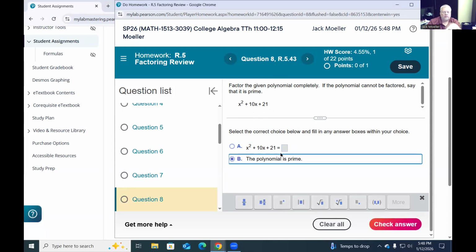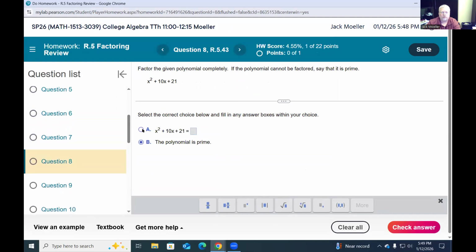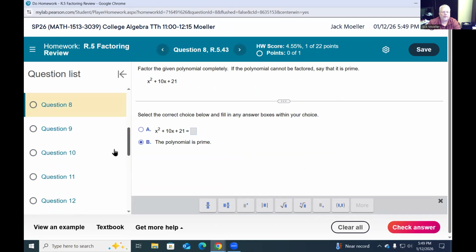Notice that this one has an answer box for A, and B asks, is it prime? Some of these have that on there. To me, that "is it prime" is a red herring. The only time you should say anything is prime that I'm going to give you is a sum of squares. If you start randomly making polynomials, there's a good chance that they're prime. These are not random polynomials. These are designed to factor, but they're covering their bases on some of these by having that choice. Especially on the test, I'm not going to give you a prime polynomial. Everything I say to factor on the test will factor.